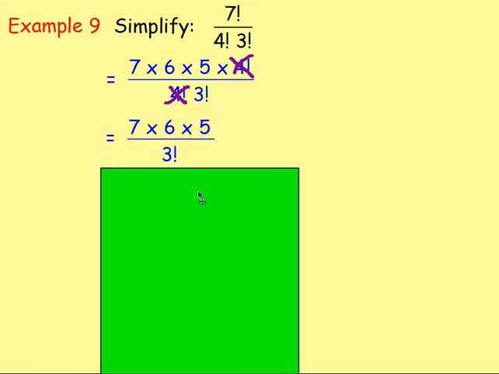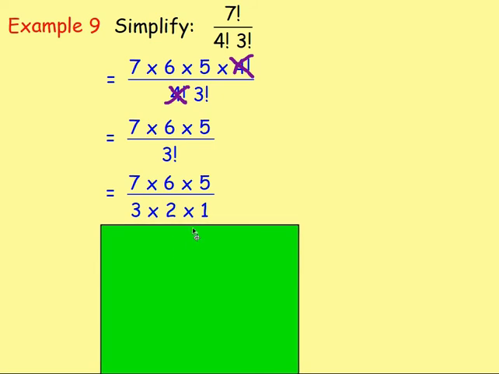If we cancel them, it leaves us on the top with 7 times 6 times 5. On the bottom, we're left with 3 factorial. 3 factorial just means 3 times 2 times 1. Where do we go from there? Well, we can do that 2 different ways. You could always think, well, 3 times 2 is 6. I've also got a 6 here. And you can cancel them both out. So you're left with 7 times 5, which is 35 over 1.